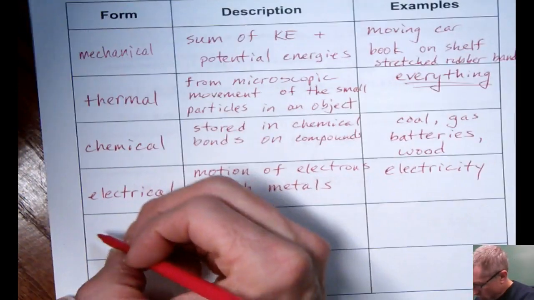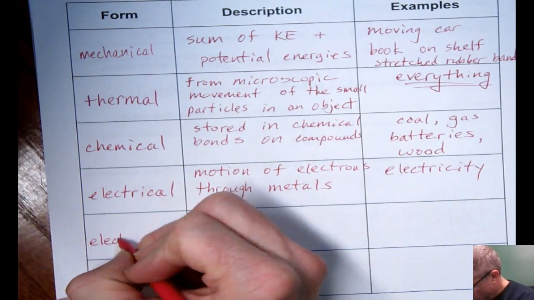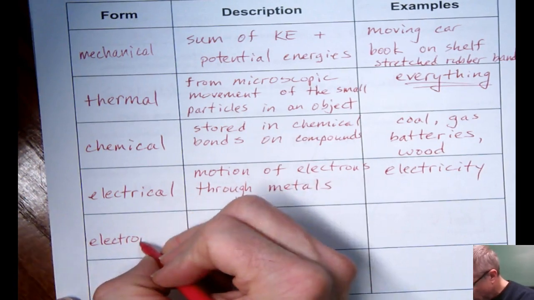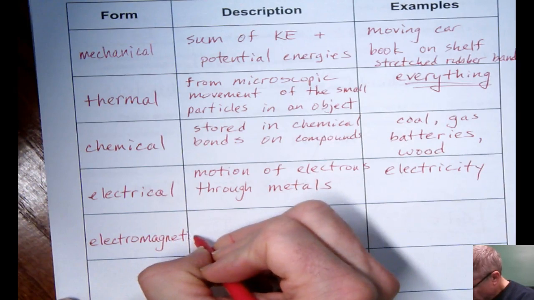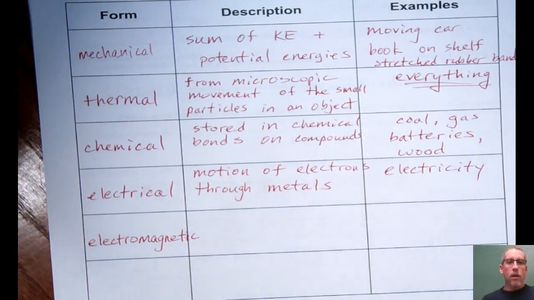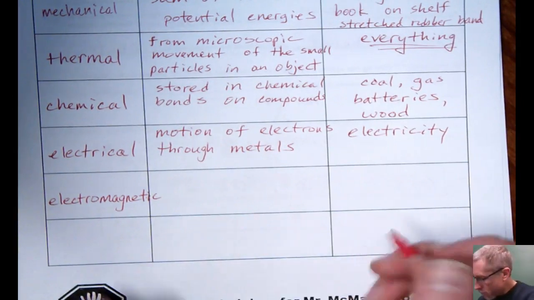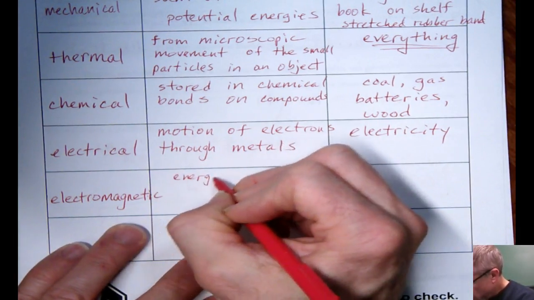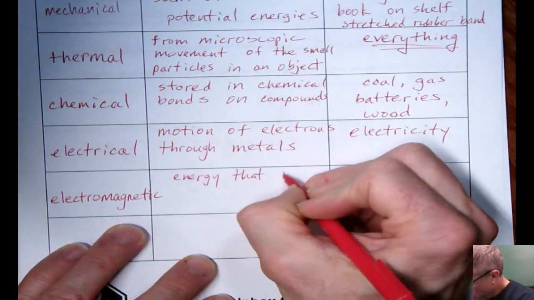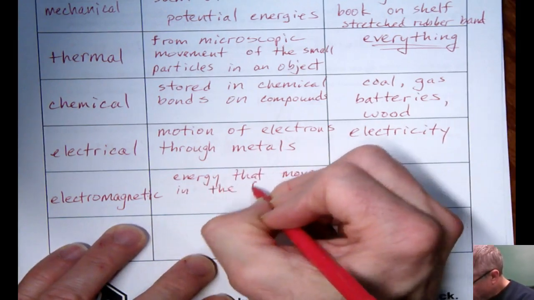All right, what's our other two forms? Well, you got to be careful for this one because it's often confused for electrical energy. And this is kind of a fancy $10,000 sciencey word, electromagnetic. Electromagnetic energy is energy that moves in the form of waves.